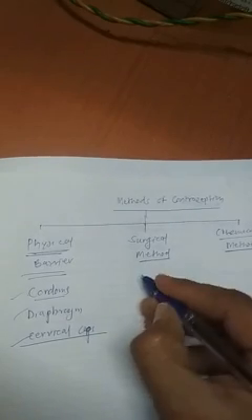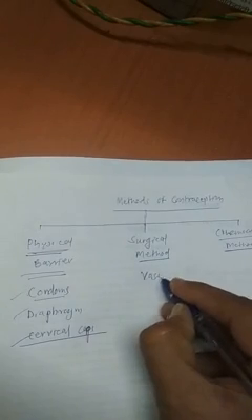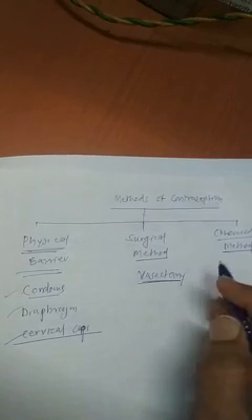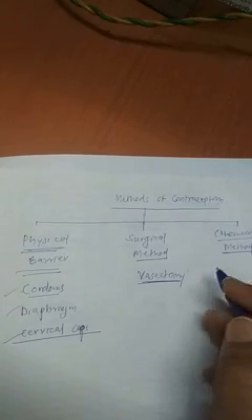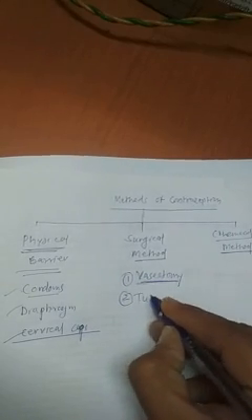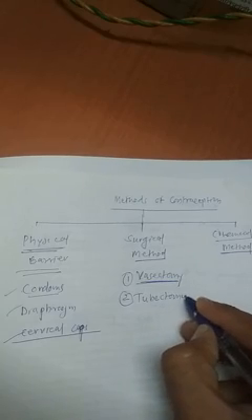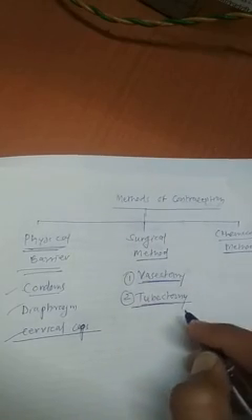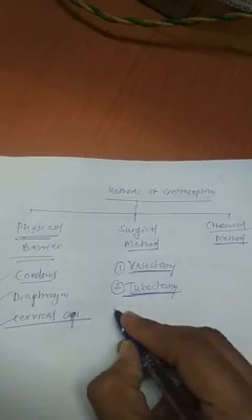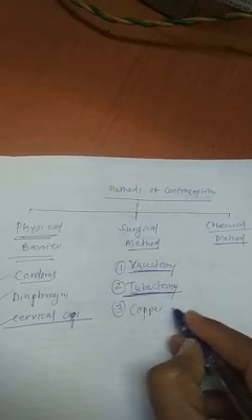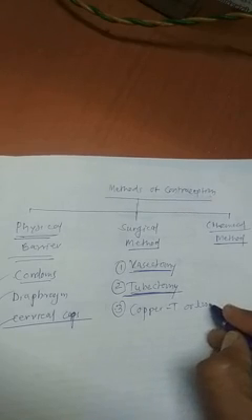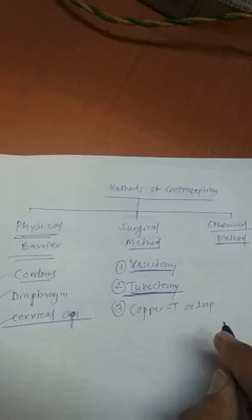Now surgical methods, these are also three. Vasectomy. What about vasectomy? Vas deferens of male is blocked to prevent sperm transfer. Number one, vasectomy. Number 2, tubectomy. What about this? Fallopian tubes of female is blocked, tubectomy. And the third one is copper T or loop. We can write here also, loop, placed in the uterus to prevent pregnancy.